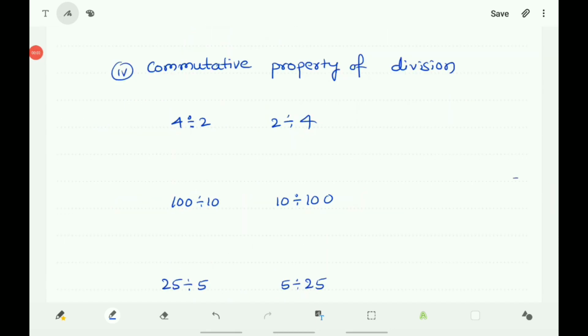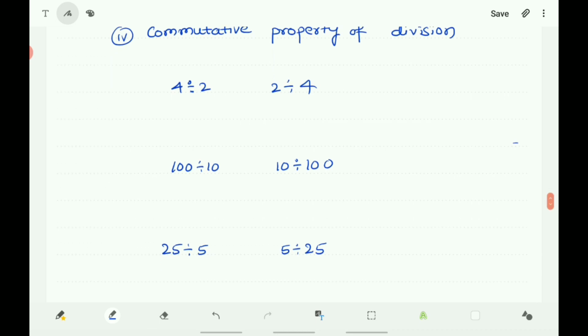Now let us verify whether division is commutative or not for whole numbers. Take the whole numbers 4 and 2. Here 4 divided by 2, you know that it is 2. 2 divided by 4 is 1 by 2. And you know that 2 is not equal to 1 by 2. Therefore 4 divided by 2 is not equal to 2 divided by 4.